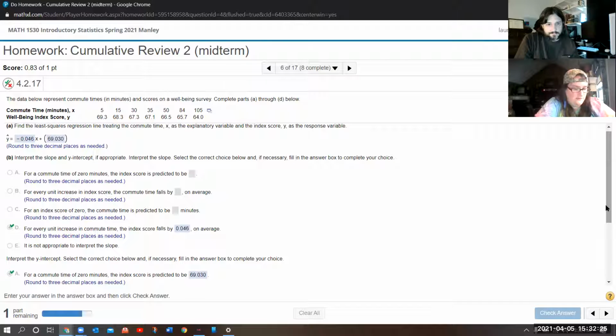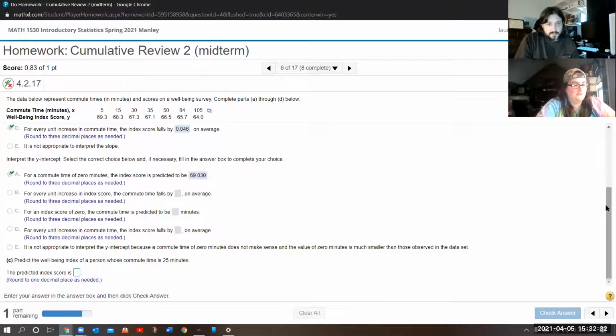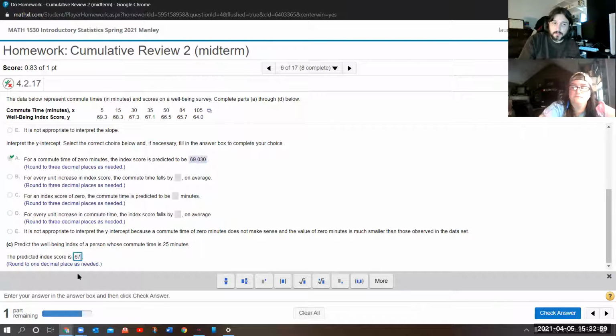Like, scroll down a little bit. I was scrolling up because I was getting the formula. Okay. You see E, it's not appropriate to interpret the y-intercept. Yes. Because a commute time of 0 minutes does not make sense. In this problem, it does. But I know there's one question in particular that talks about how the weight of a car affects gas mileage. Mm-hmm. And in that particular problem, it doesn't make any sense to interpret the y-intercept because you can't talk about a car that weighs 0 pounds, right? Yeah.